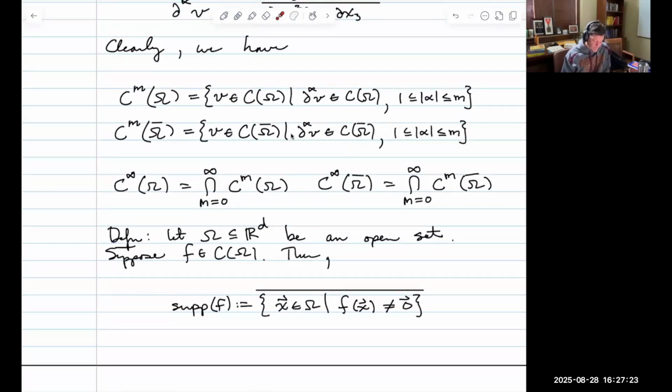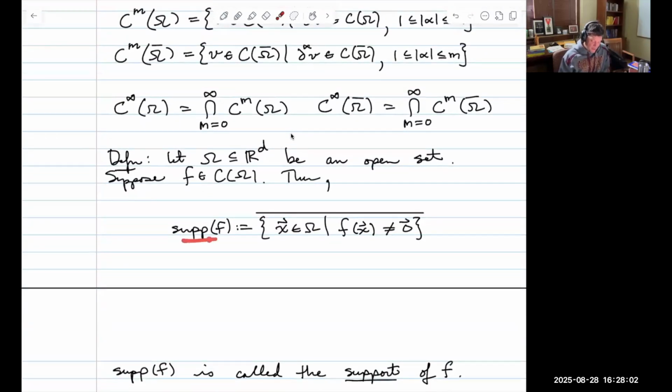Now, this is kind of independent of the multi-index notation, but by this set C infinity, we mean the intersection of all the sets C^m from m equals 0 up to infinity. So this contains functions which are continuous and have continuous derivatives up to any order that you like. And the same with C infinity over omega bar. These are continuous functions whose derivatives of any order that you want to examine are also continuous functions.